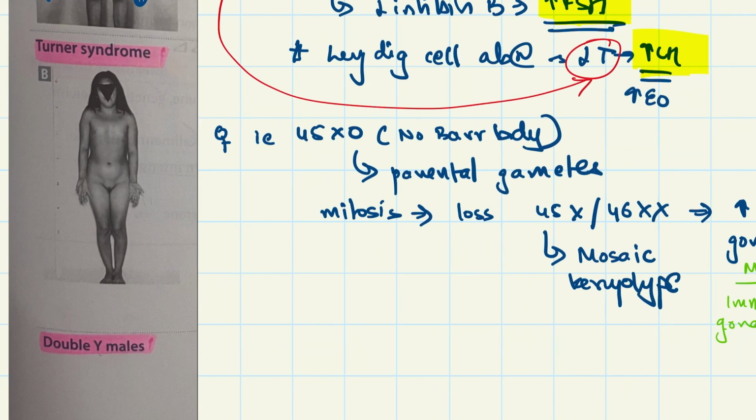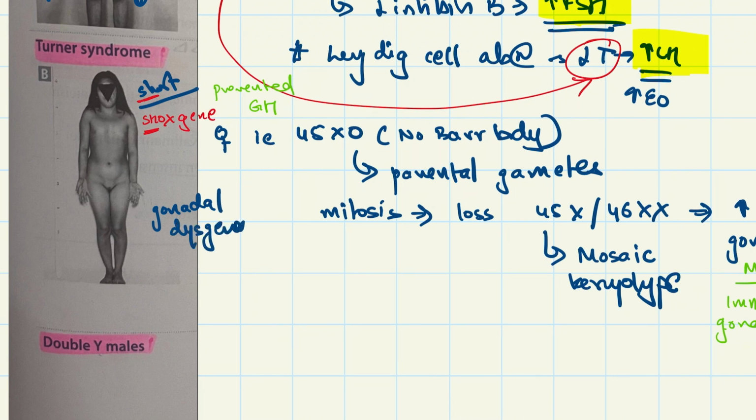Turner females are characterized by a short stature. This is associated with the SHOX gene, right? Remember, short for SHOX. This type of short stature can be prevented by administering growth hormone. The other features are gonadal dysgenesis, shield chest.